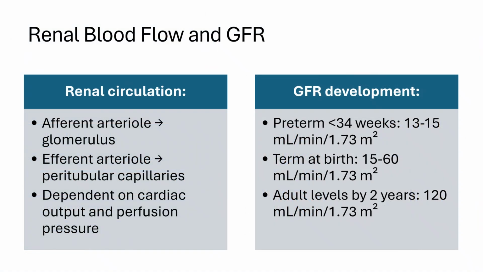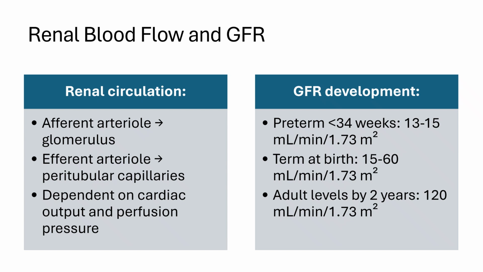Renal blood flow follows a unique pathway that directly determines kidney function. Let's trace this circulation and understand how it relates to the glomerular filtration rate values we monitor in our patients. Blood enters the kidney through the afferent arteriole. Think of this as the supply line. This vessel delivers blood to the glomerulus, where filtration occurs.